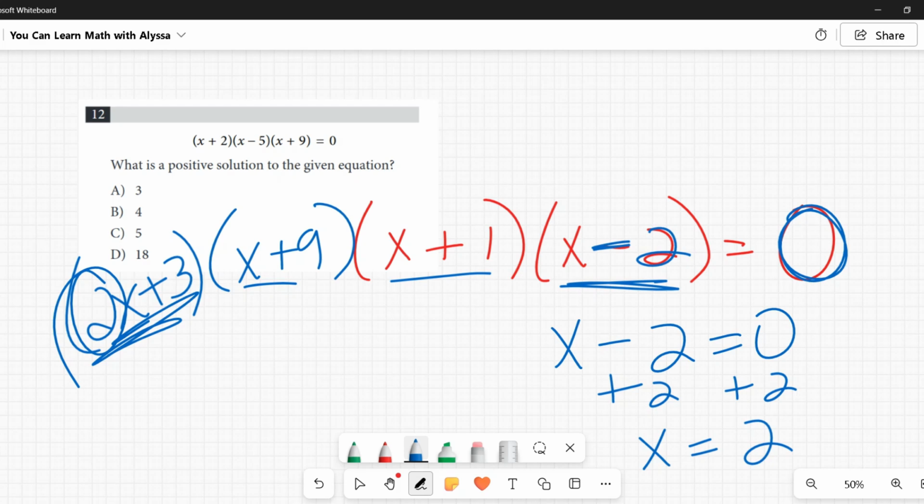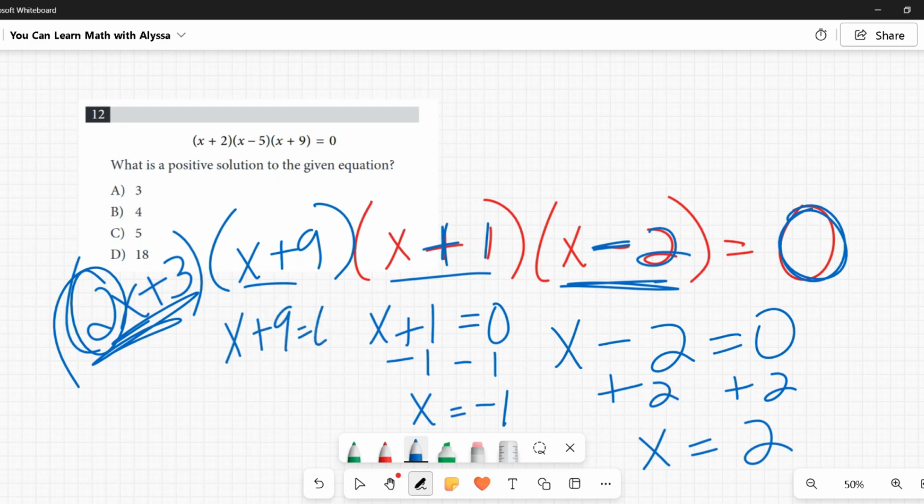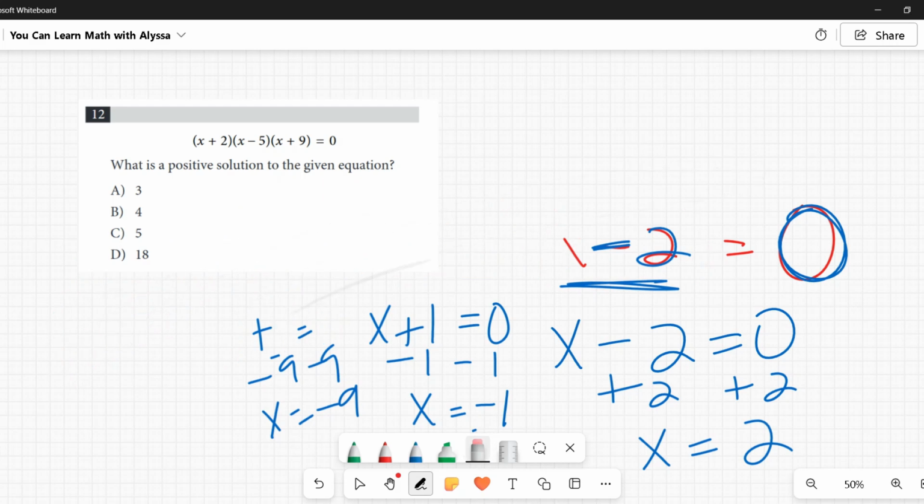Here's the same thing, x plus 1. If x plus 1 equals 0, I need to subtract 1 from both sides, and I get x equals negative 1, the opposite of positive 1. And then our other one there, x plus 9 equals 0. There, we subtract 9 from both sides, x equals negative 9, the opposite of positive 9. And again, when there's no number in front of the x, that trend is always going to be the case.